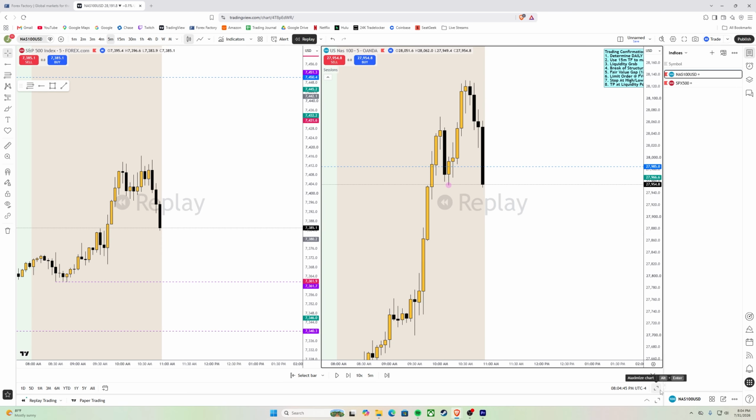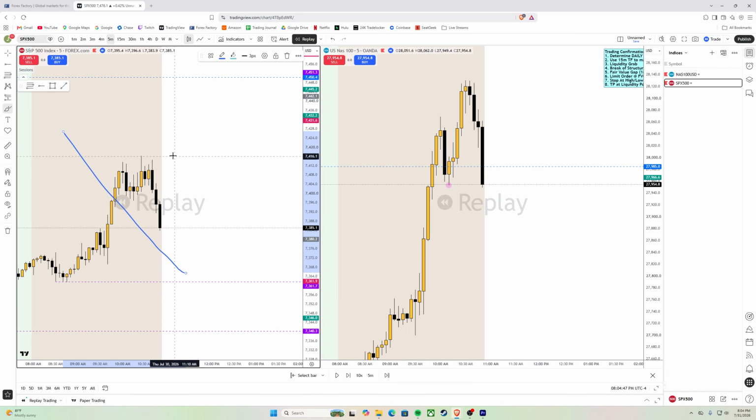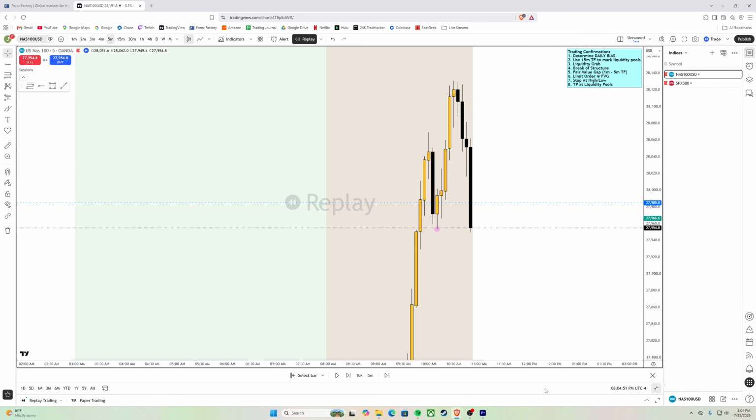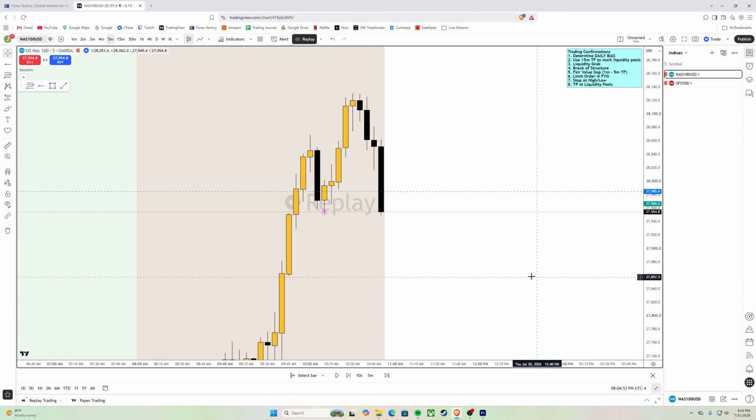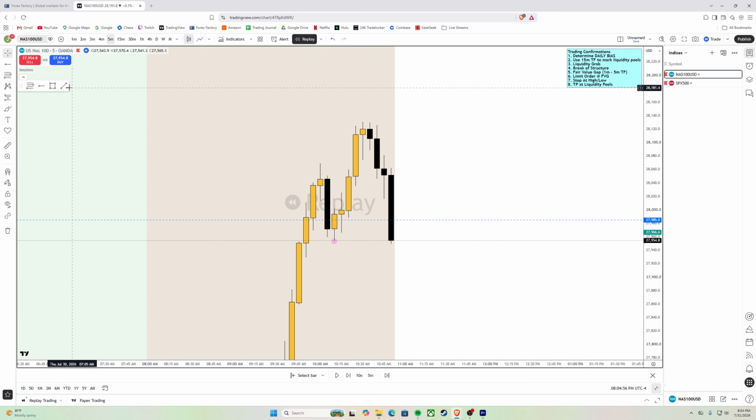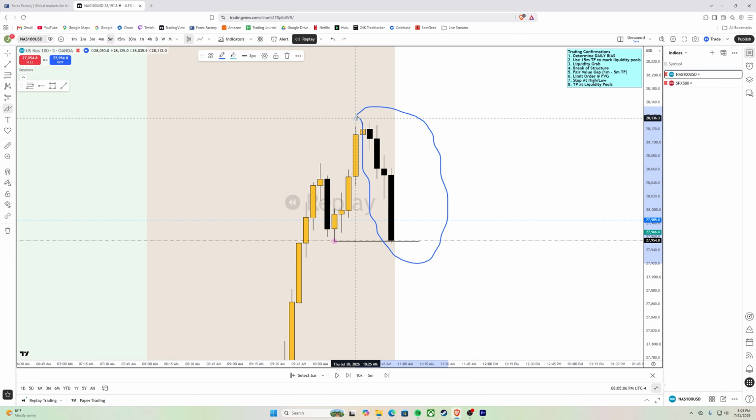I'll full screen it because nothing ever happens with the S&P, right? So you see this move right here, right? If I put a trend line, you see that it gets broken. So price does in fact break this low, and you're seeing aggressiveness. This is what I'm referring to with displacement. This is what I want to see.